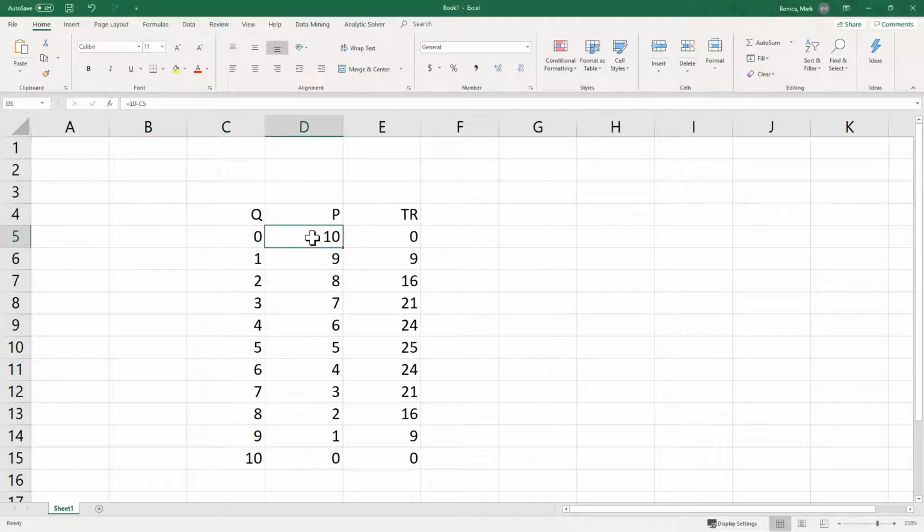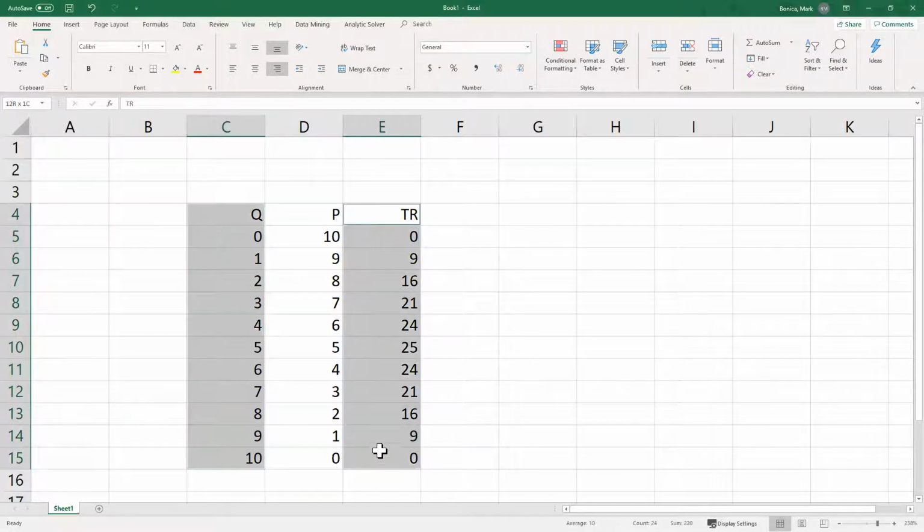So we had our price. Our price is a function of quantity. So it's 10 minus the amount of Q, so that's the inverted demand curve that we worked before. When Q is 0, price is 10. When Q is 1, price is 9, and so forth. It goes down. Total revenue is price times quantity. So what we can see is initially it's 0, then it increases to 9. At 2, it goes to 16 and so forth, and it hits 25, and then it starts to come back down again.